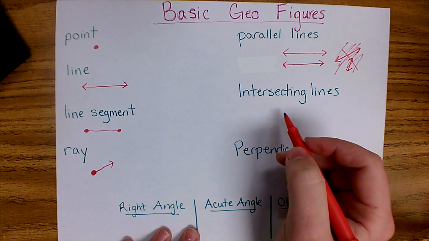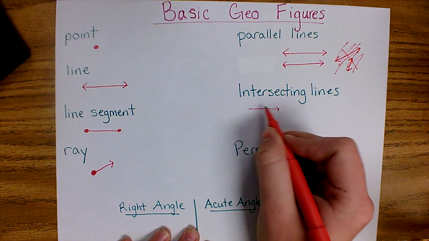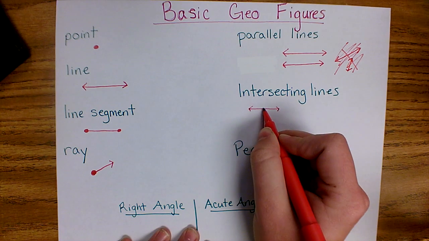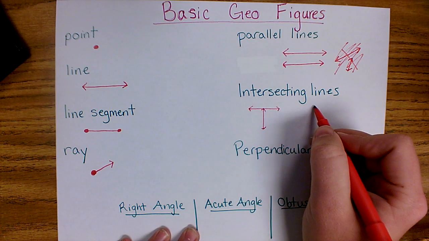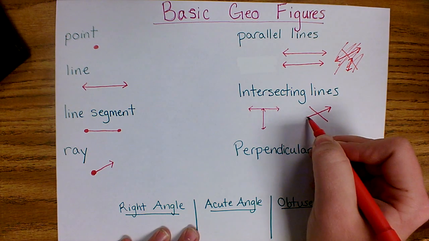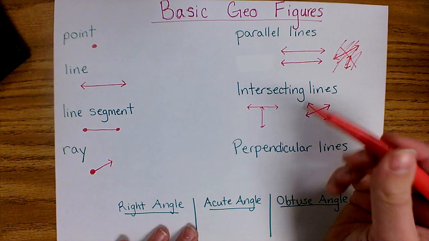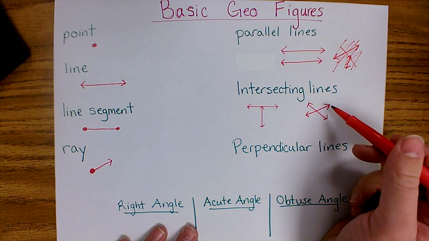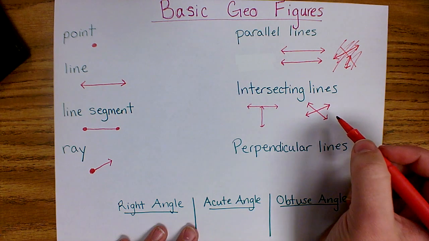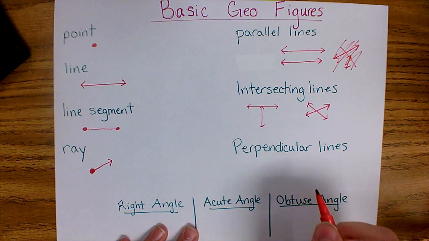Intersecting lines are lines that cross or touch. So that means lines that just touch, like a big T, and lines that cross each other, like an X. And then last they learn about perpendicular lines. And perpendicular lines are a type of intersecting lines, but they're special because the angles they make are all right angles. So here I really push that T's are perpendicular lines, T's and L's, and that helps them to remember.